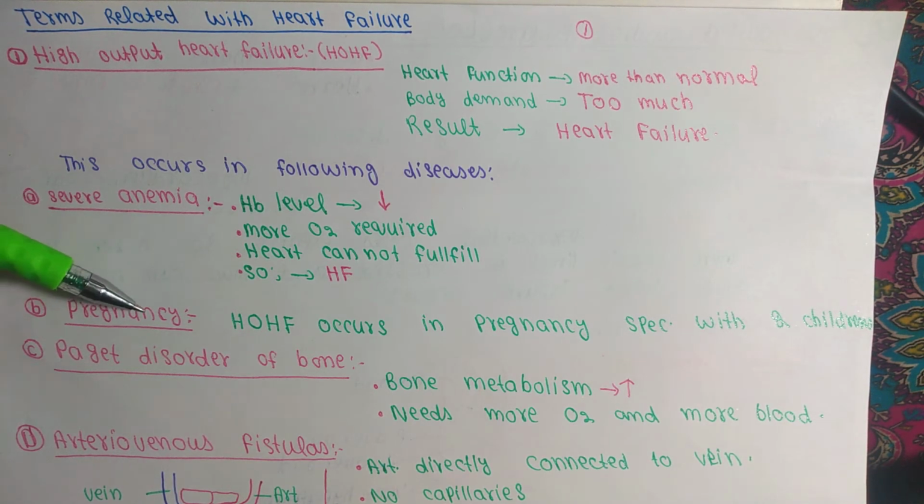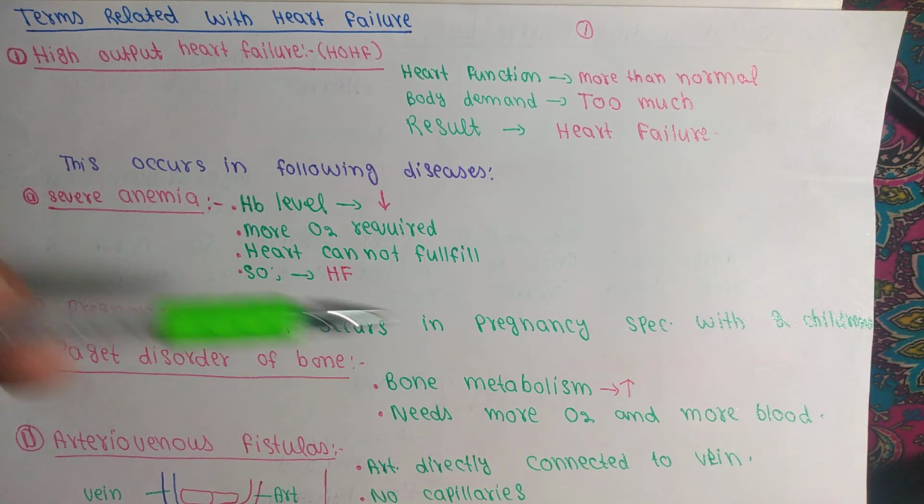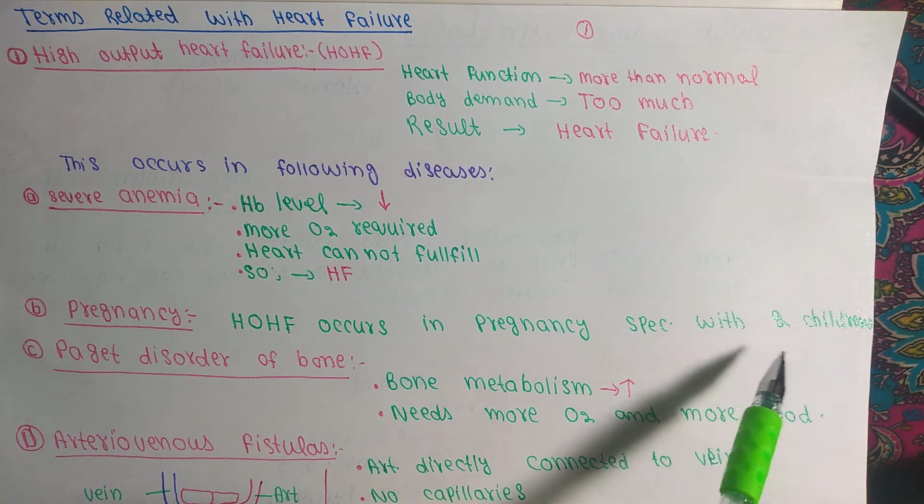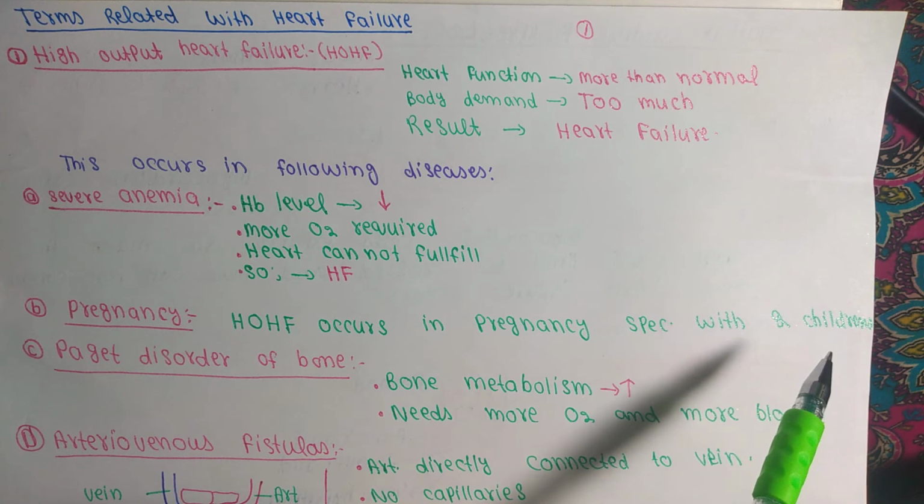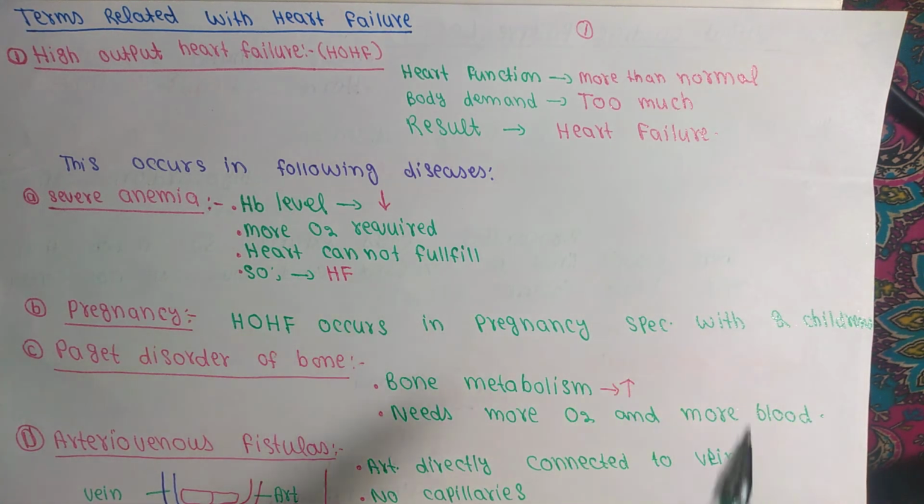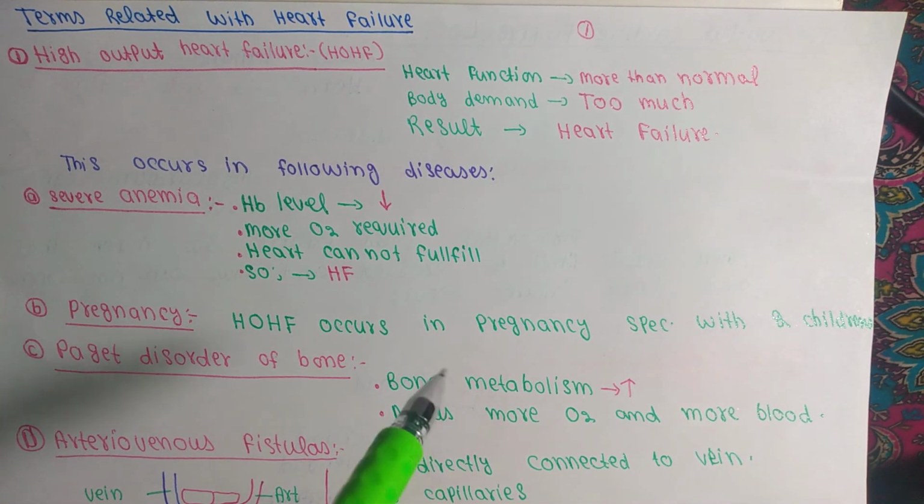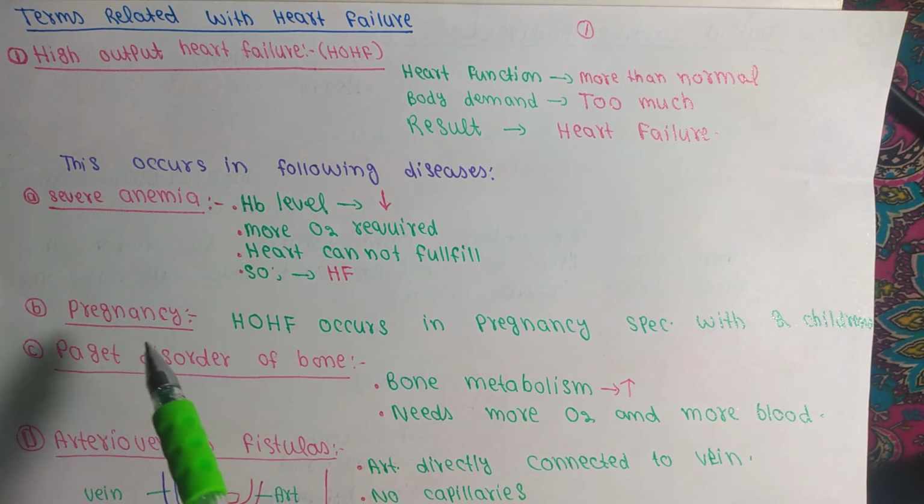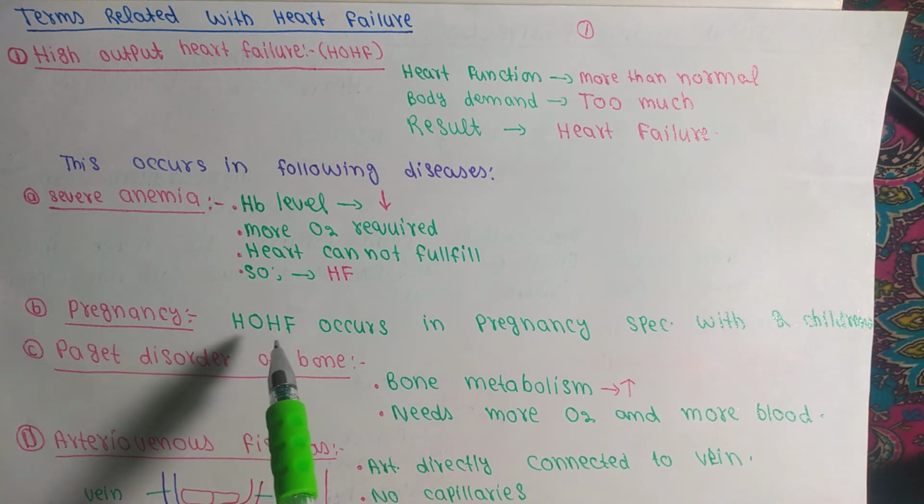Second thing is pregnancy. In pregnancy also, the body's need for oxygen is increased so much that the heart cannot fulfill this need, and this especially occurs when there are two children, or more than two children, as the oxygen demand is increased too much. So in case of pregnancy, we have high output cardiac failure.